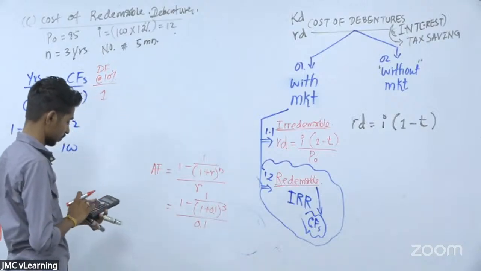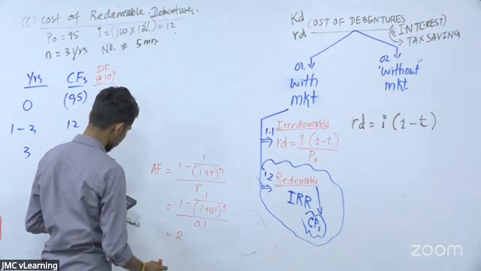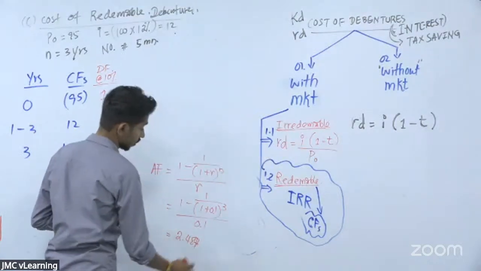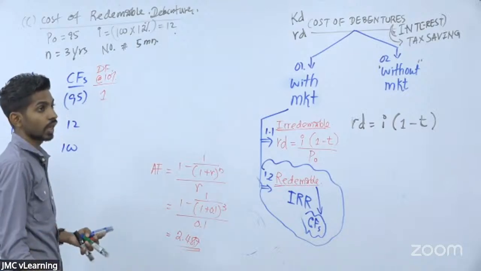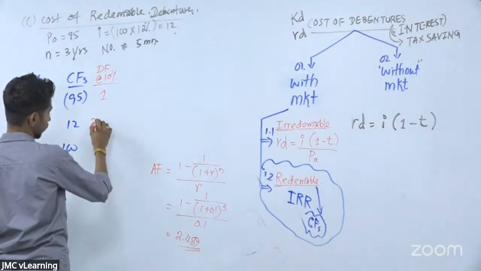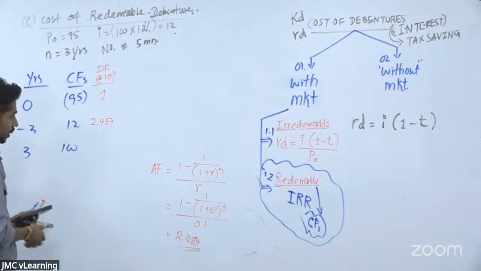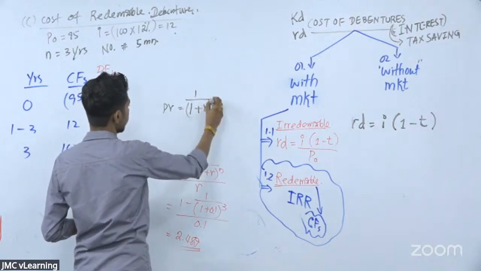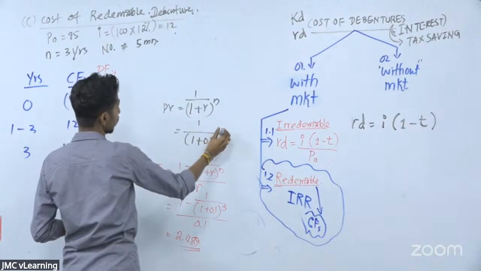What is the factor? If I am not mistaken, 2.487. Same figure, you can take from the annuity factor table also. 2.487. Here only the third year figure we will calculate based on the present value factor. 1 divided by (1 plus r) power n. 1 divided by 1 plus 0.1, that's the 10% in 3 years.